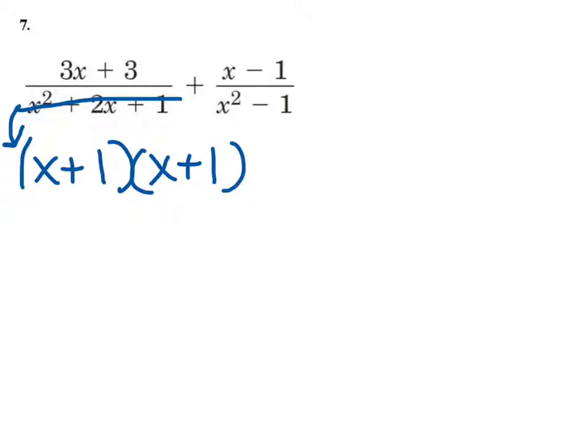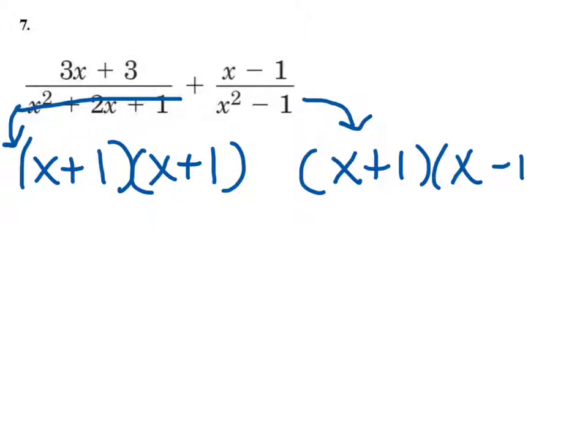Notice that we have a binomial which represents the difference of two squares. So let's factor this as an x plus 1 times an x minus 1. That's what we had already memorized as our pattern for factoring the difference of two squares.